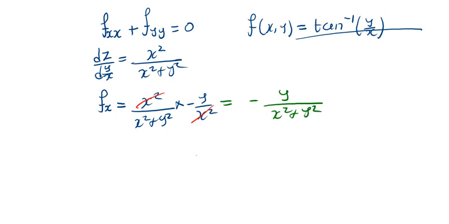So now to find the second derivative, remember we're looking for the second partial derivative. We can use the quotient rule here. My u is my numerator, which is minus y. Then my du, or my u prime, will be equal to what?